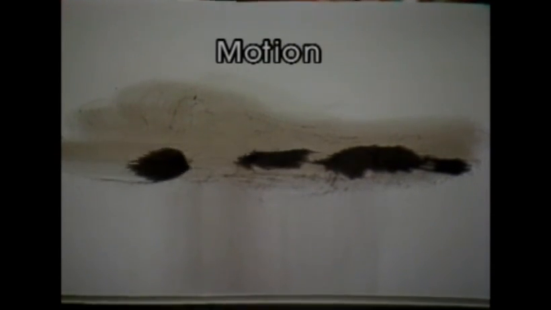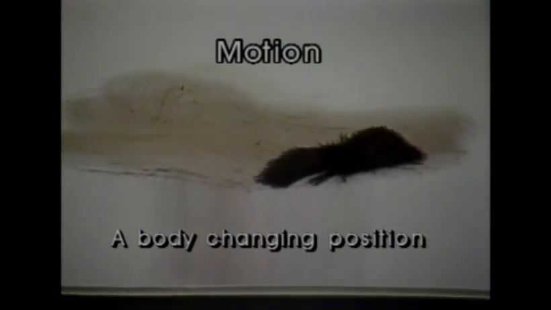For example, if we sprinkle iron filings on a piece of cardboard and move a magnet underneath the cardboard, the filings move because of magnetic force. But we can't actually see the force. In this case, what we can see is the action that results from the force. This resulting action is called motion. Motion can be defined as a body changing position.